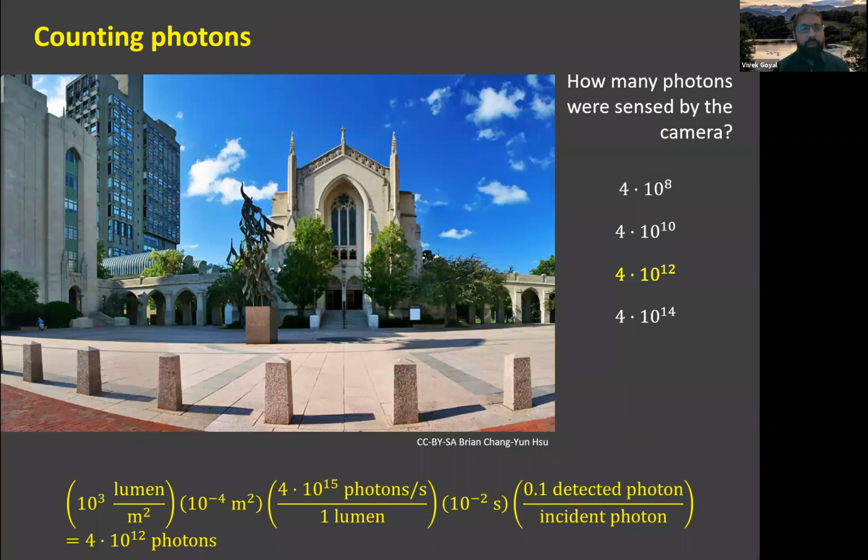The illuminance on an overcast day is about 10 to the 3rd lumens per square meter. The aperture area may be about 10 to the minus 4 square meters. At the center of the visible spectrum, we'd have about 4 times 10 to the 15 photons per second to produce a lumen. The exposure time might be about 10 to the minus 2 seconds. And the camera might detect about 10% of incident photons. That gives 4 quadrillion photons. If the photo is 4 megapixels, this works out to be 1,000,000 photons per pixel.